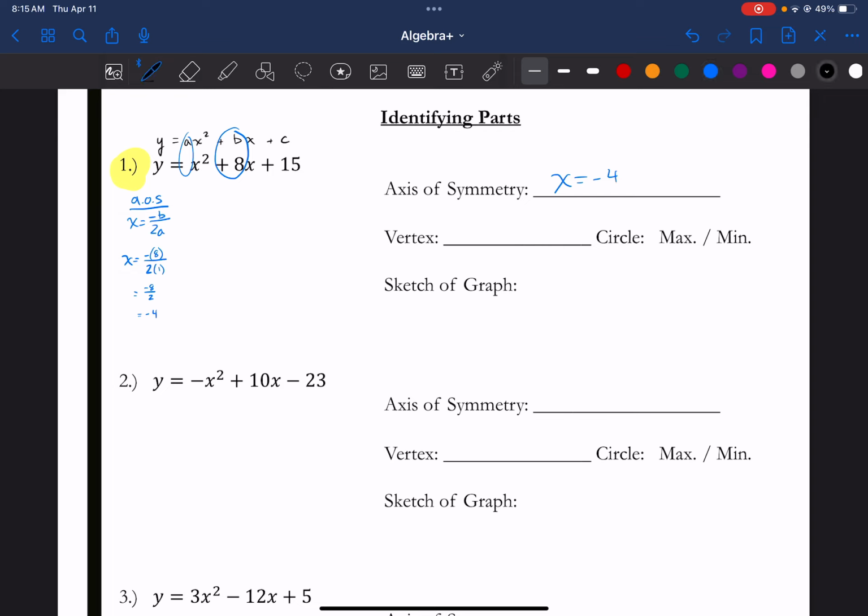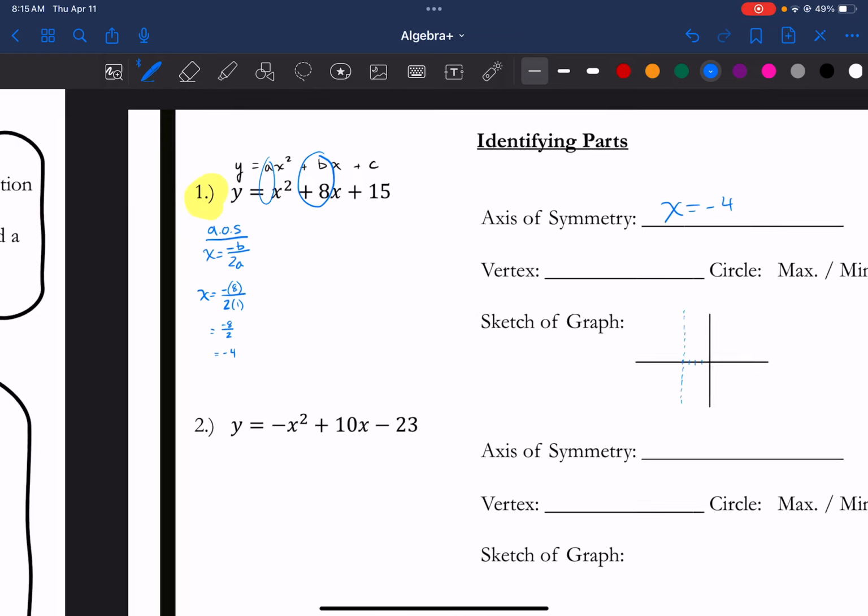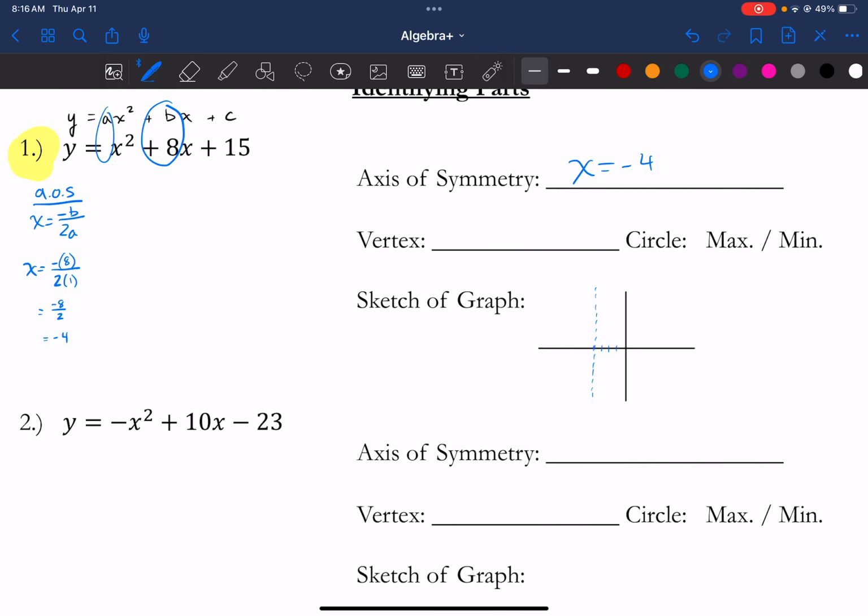So when I sketch this, right, here's my x, here's my y. At the -1, 2, 3, 4, there's going to be this axis of symmetry. It's a dotted line. That's where it's going to be symmetrical. I also know that because of my a, it's positive, it's going to open up. If it opens up, that means there's a minimum most point. So you're going to circle the minimum. That's what the vertex is going to be.